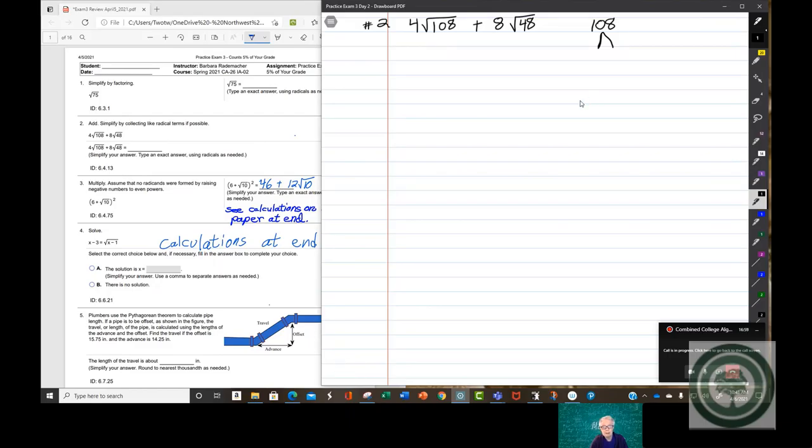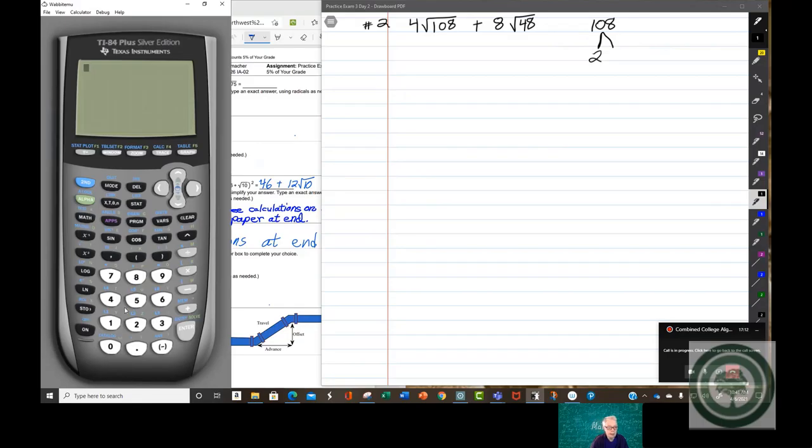Now, we can use a calculator or we can use a factor tool. And the great thing about the factor tool is you don't need to know a lot. It's enough if you recognize that 108 is an even number, which means 2 will go evenly into it. So you see, you can do these with any kind of calculator. It doesn't need to be a fancy calculator. 108 divided by 2 is 54.